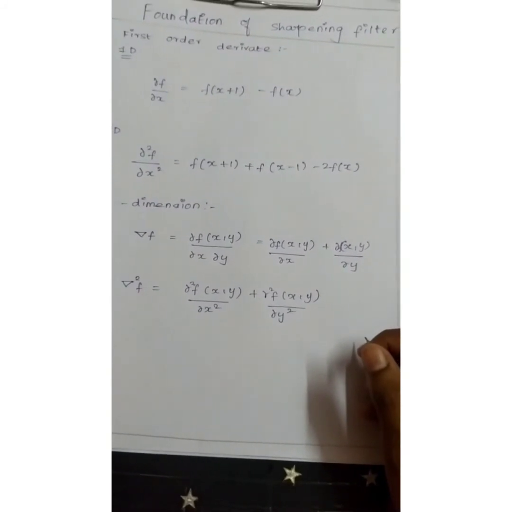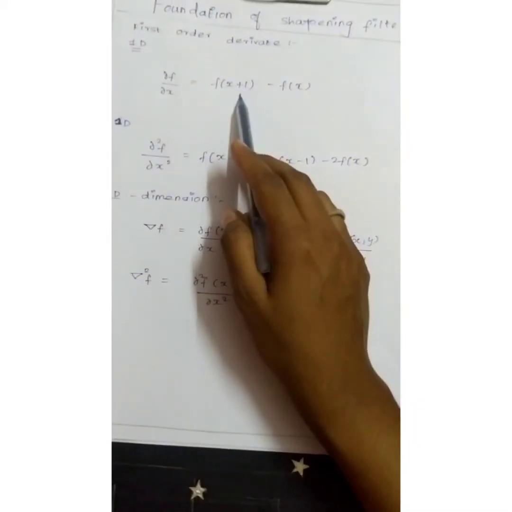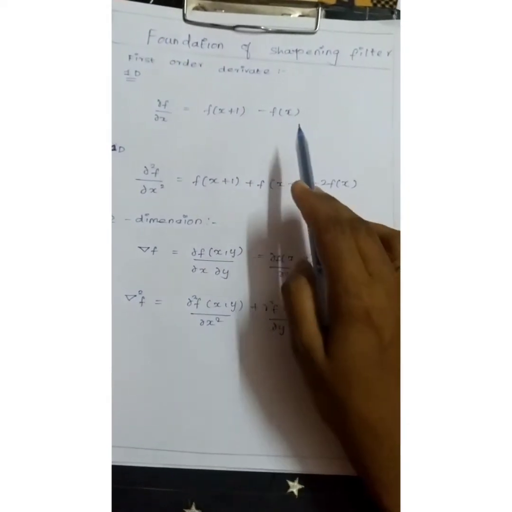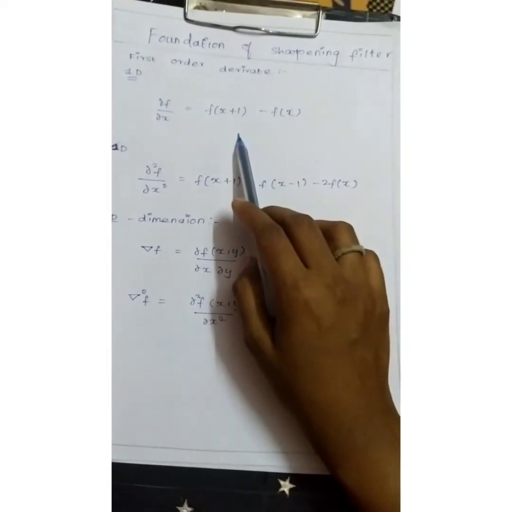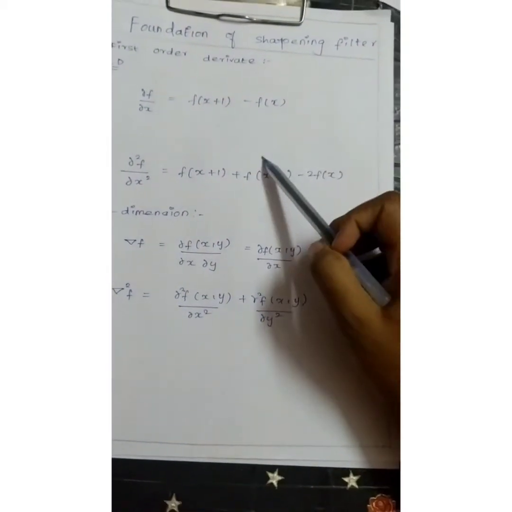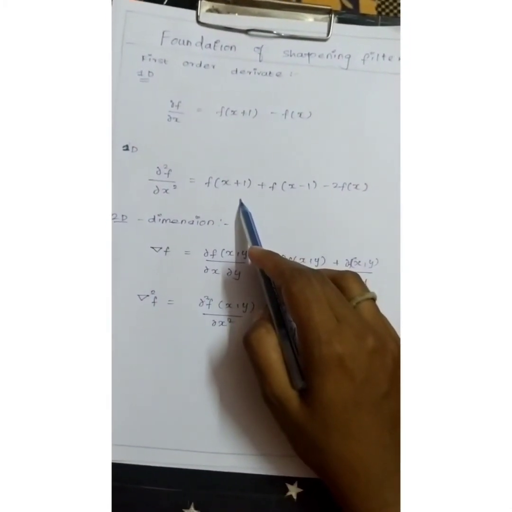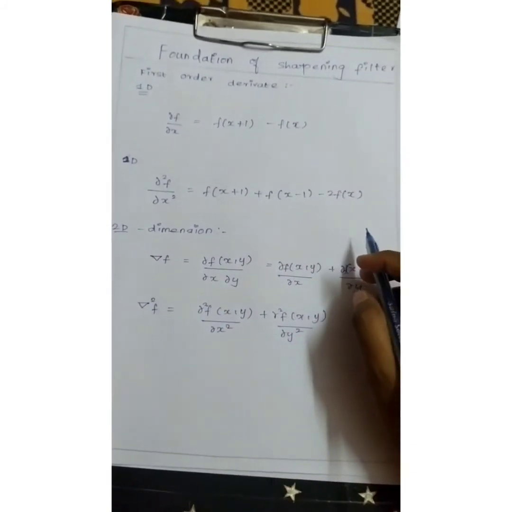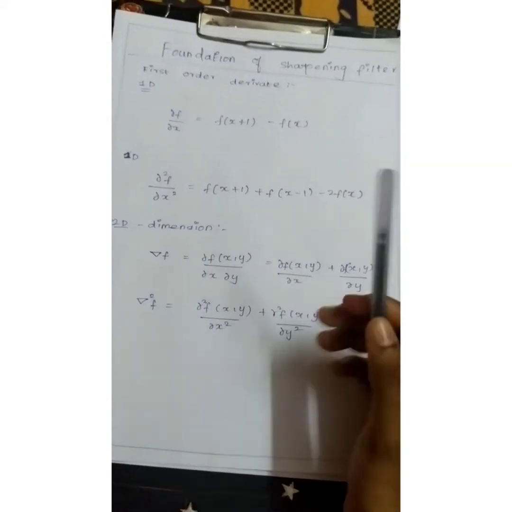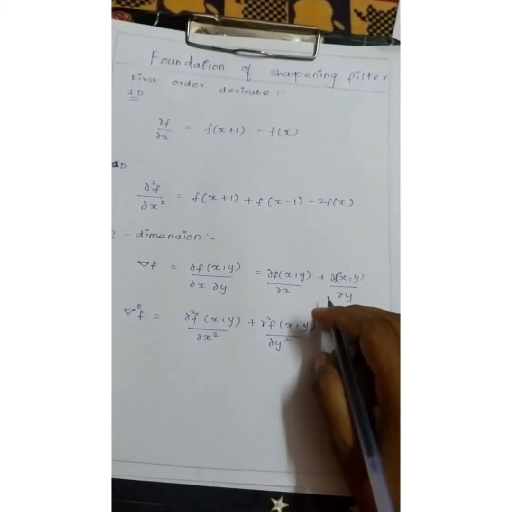The foundation of the sharpening filter should be written for both one dimension and two dimensions. In one dimension, the first order derivative is del f divided by del x equals f of x plus 1 minus f of x. Similarly, the second order derivative, del square f divided by del x square, equals f of x plus 1 plus f of x minus 1 minus 2 f of x. And this is for two dimensions. This is the formula for the foundation of the sharpening filter.